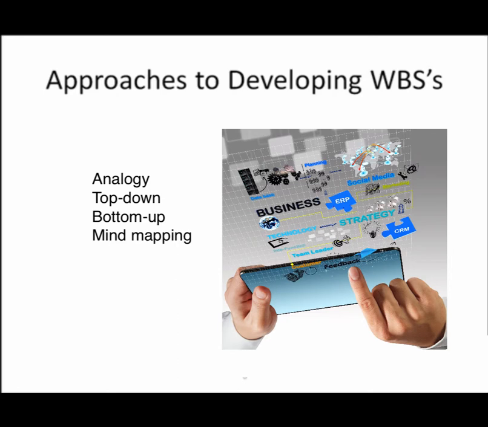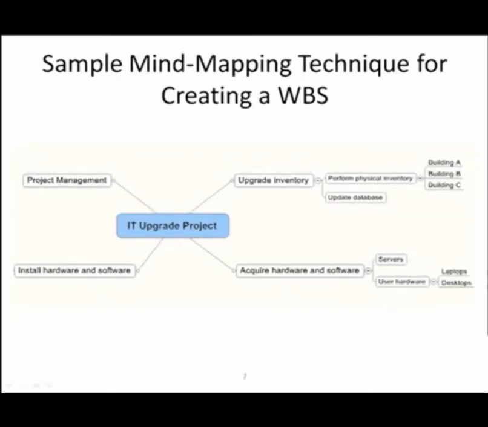Let's look at an example of mind mapping. In this case, we have an IT upgrade project. The arm that's radiating out from the top right is called upgrade inventory. Upgrade inventory was considered a major category of work, and as that is drilled down, it needed to perform a physical inventory and then update database. Within perform physical inventory, it was drilled down into 3 buildings.